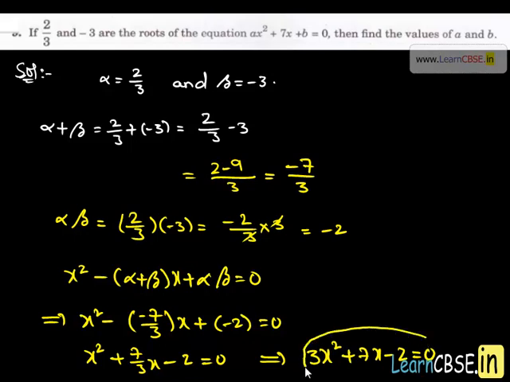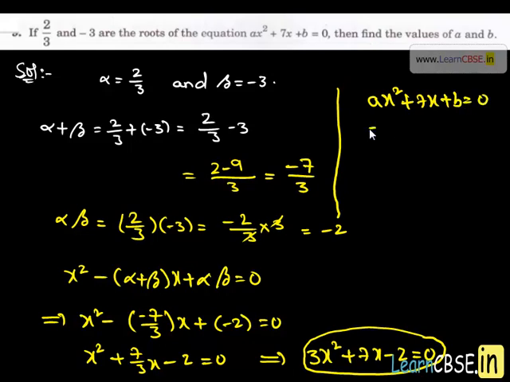Let us compare this equation with the given equation. Our given equation is ax square plus 7x plus b is equal to 0. We obtained the equation as 3x square plus 7x minus 2 is equal to 0. On comparing the coefficient of x square, we get the value of a is equal to 3, and on comparing constants, we get the value of b is equal to -2.